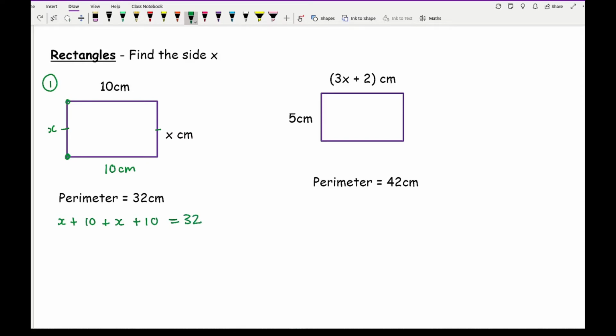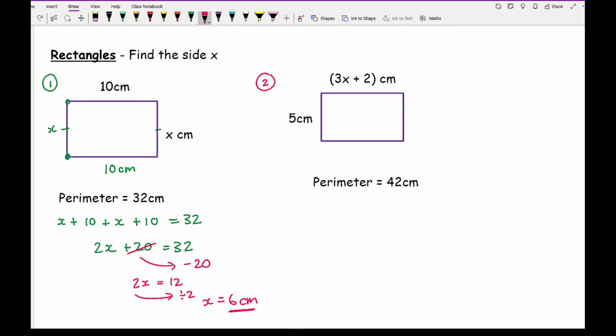Now simplifying this, I get 2x plus 20 equals 32. And again I want to get x by itself, so now what I've got to do is solve this equation. I'm going to get rid of the 20 first, and how do I do that? Well, I do the opposite, which is minus 20. I'm left with 2x equals 12, and then divide by 2, which leaves x equals 6 centimeters, and there is my final answer. Moving on to question 2.